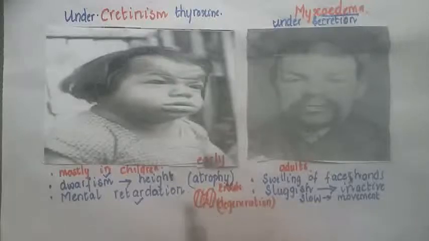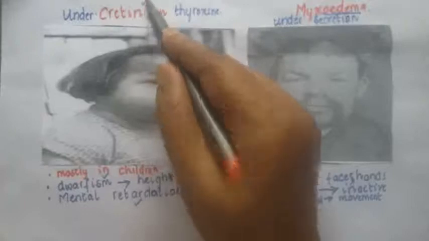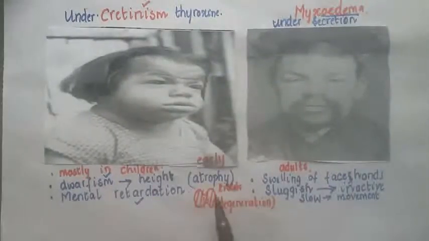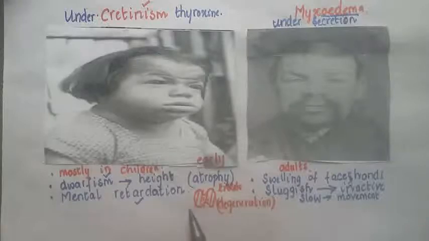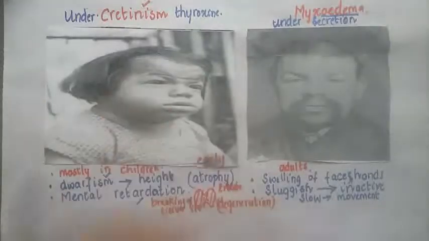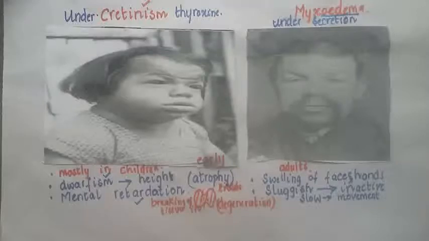So when the tissue of the thyroid gland starts breaking down, it cannot secrete thyroxine, which leads to a condition known as cretinism. So we call this condition early atrophy. Atrophy means degeneration of the thyroid gland, or the breaking of the tissues in the thyroid gland, which leads to a disorder known as cretinism, which affects only the children.